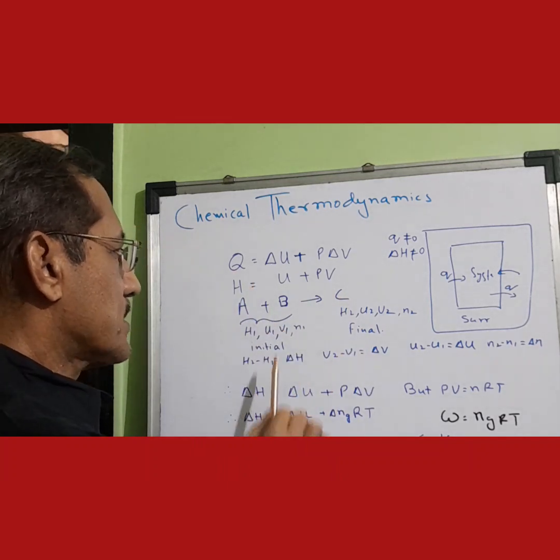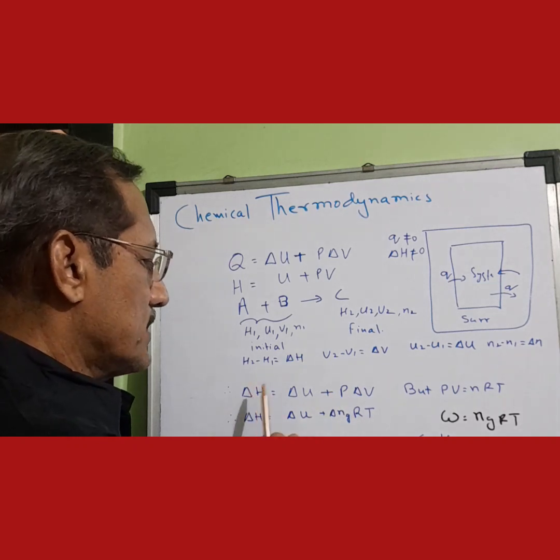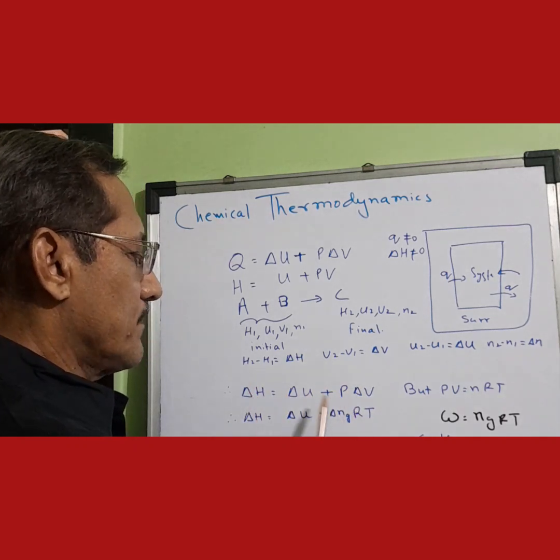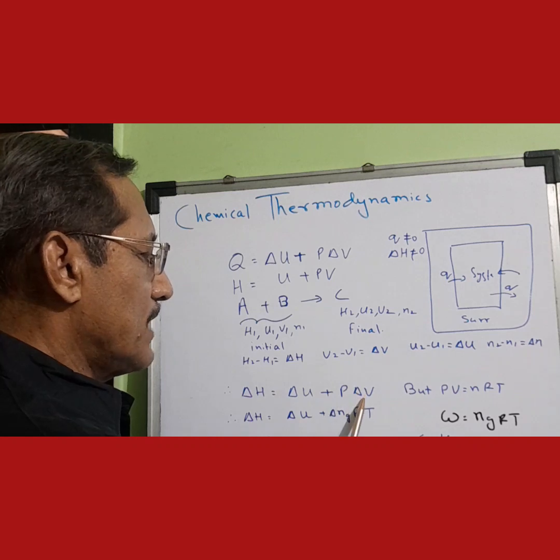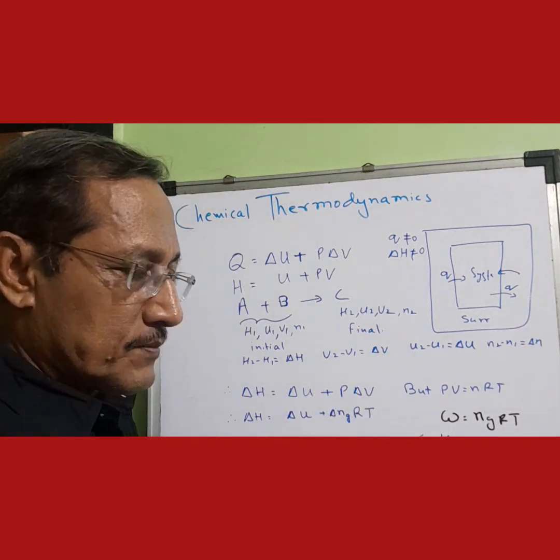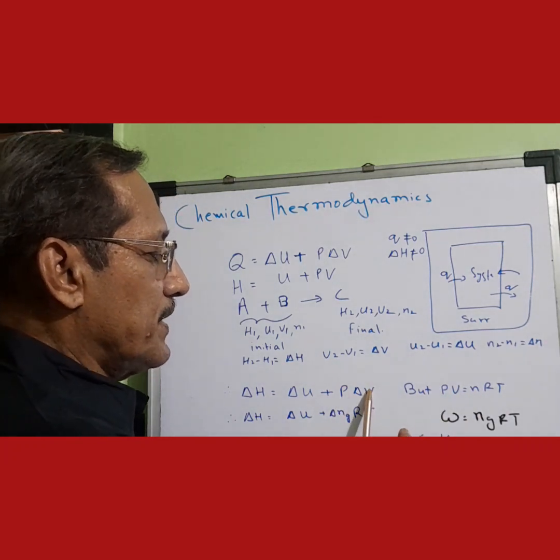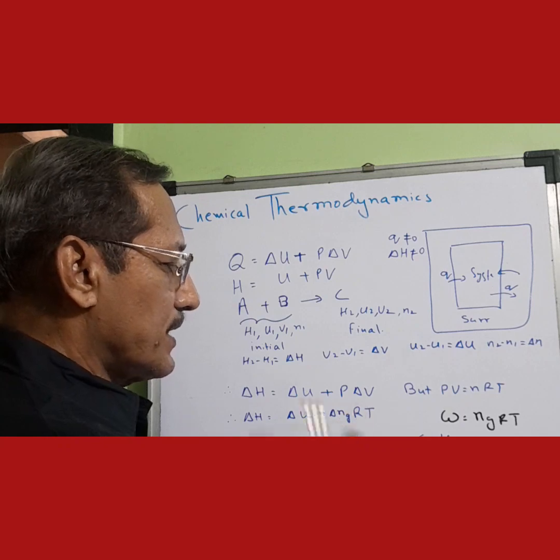Okay. So now we can modify this equation in terms of final minus initial. So it would be del H is equal to del U plus P del V. Now del H, del U, del V, I already explained. Now P del V we can also write, as per the gas equation, PV is equal to nRT. So instead of PV, we can write nRT.